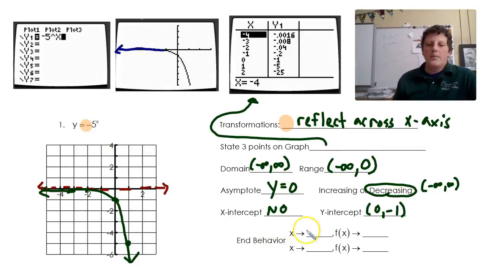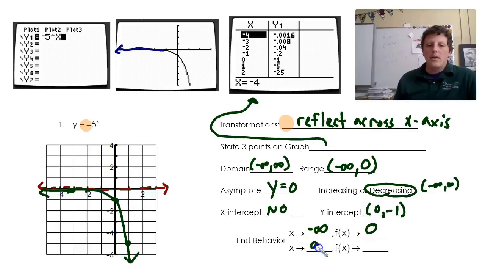For end behavior, let's start on the left. X approaching -infinity means as I go left on this function. Now, this is not going up forever towards +infinity. It's approaching something else. It's approaching the asymptote. So we're going to say that the function is approaching the asymptote, which is 0.